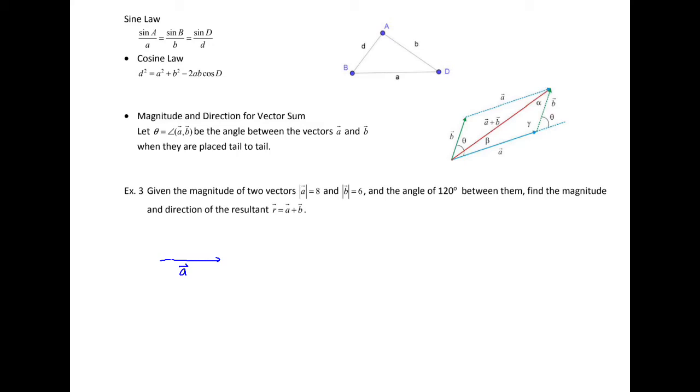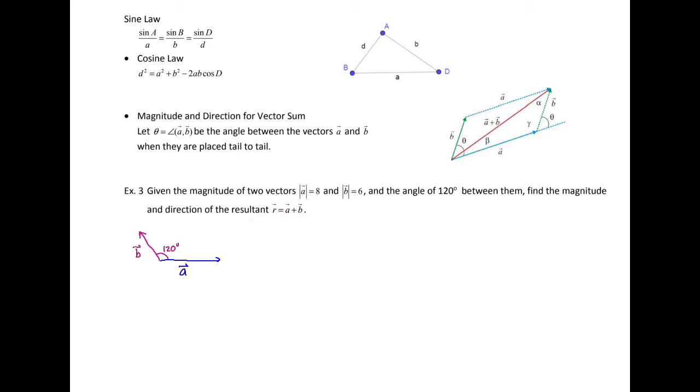Next, because I know the angle between those two vectors is 120 degrees, and the angle between two vectors is always tail to tail, so I know my vector B is pointing this way, with 120 degrees between them. Now, we are ready to find our resultant, vector A plus vector B.